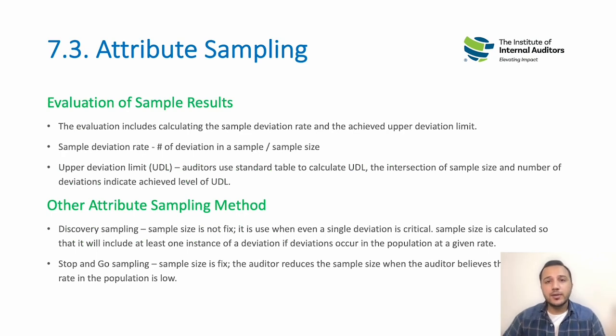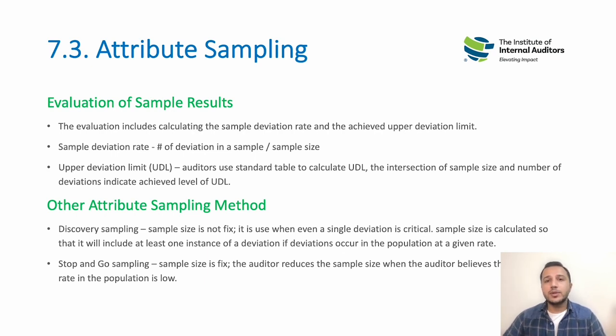While evaluating the sample results, you have to see what the sample deviation rate is and what the upper limit of that deviation is. For example, if you believe that a deviation within a range of 2 to 5% is acceptable, then it's fine. But if there is deviation over and above that, that becomes your audit finding.